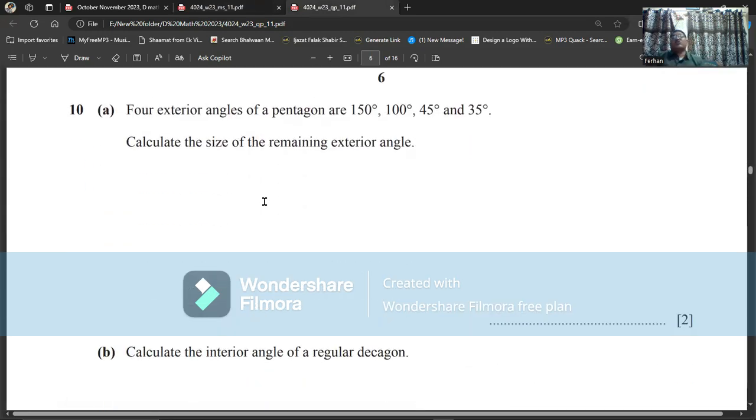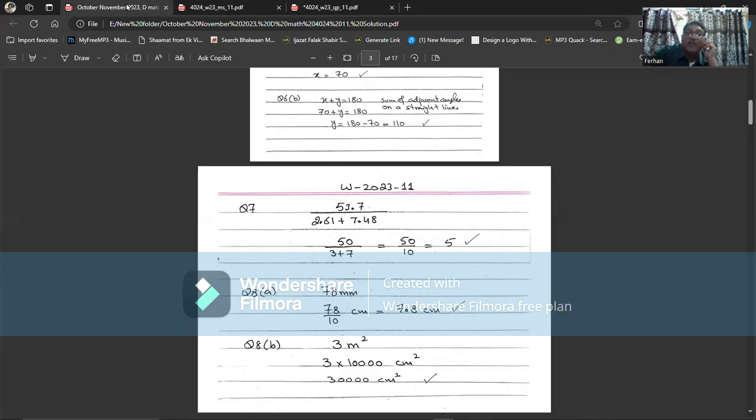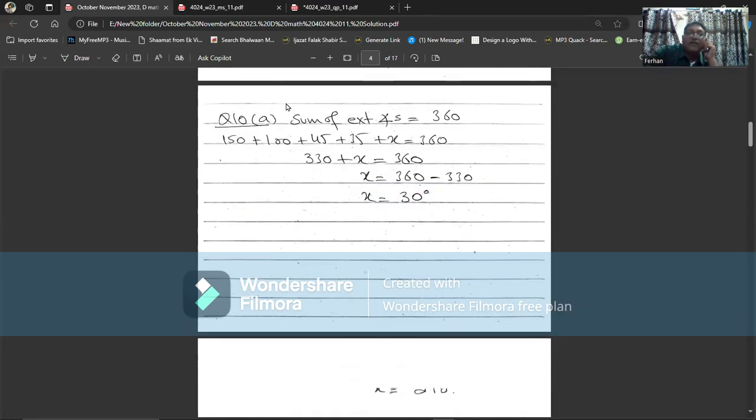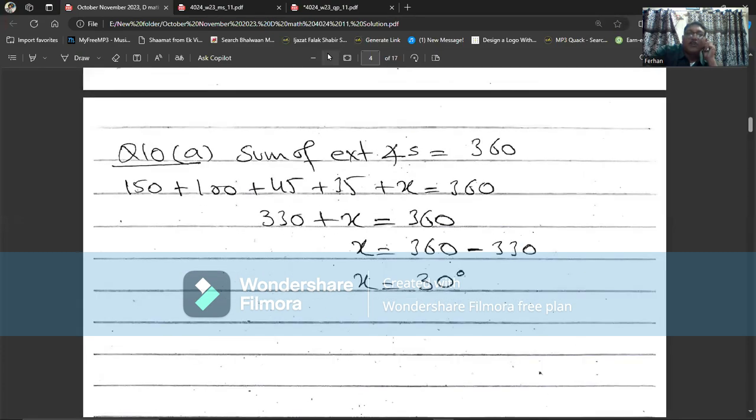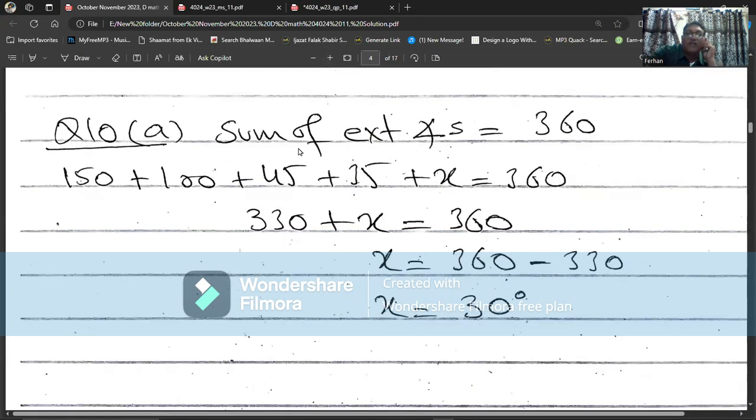Question number 10, A part. He says, 4 exterior angles of a pentagon are 150 degrees, 100 degrees, 45 degrees, 35 degrees. Calculate the size of the remaining exterior angle. One thing is very important: they are talking about the exterior angles. For any polygon, the sum of the exterior angles is always 360. So 150 plus 100 plus 45 plus 35 plus x, suppose x is that exterior angle. The sum will be 360, because the sum of the exterior angles is always 360.